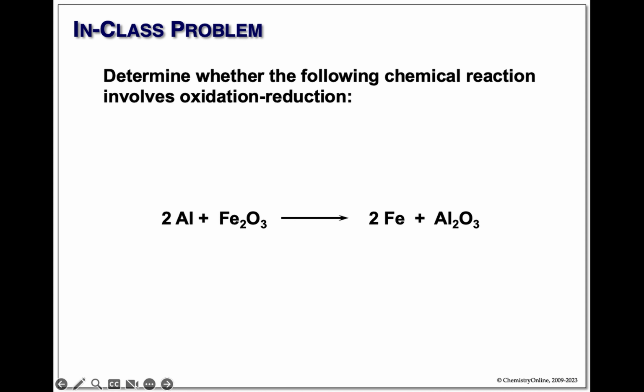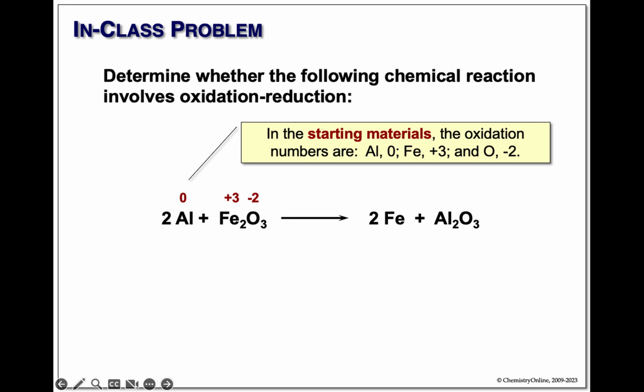Here we have aluminum. Here we have iron trioxide. We're making metallic iron, and we're making aluminum oxide. We have a compound and an element. Compound and an element. This is clearly a single replacement, right? We start off by looking at the oxidation numbers that we have. This is an element, it's 0. This is an oxygen, it'll be -2, and that makes the iron a +3.